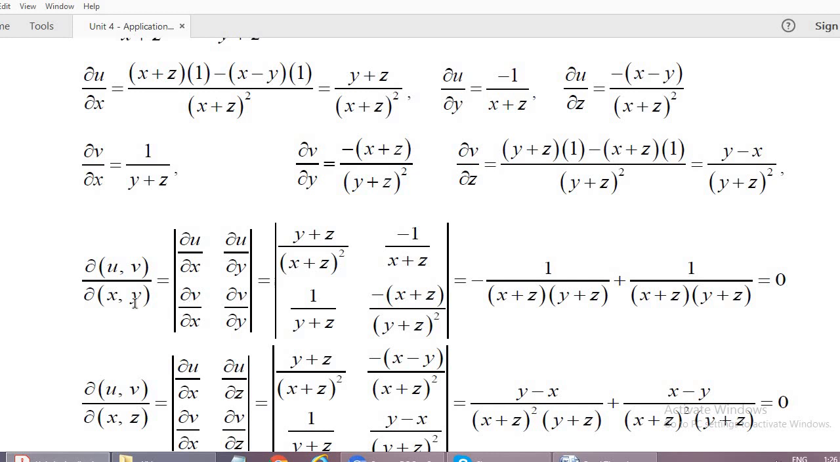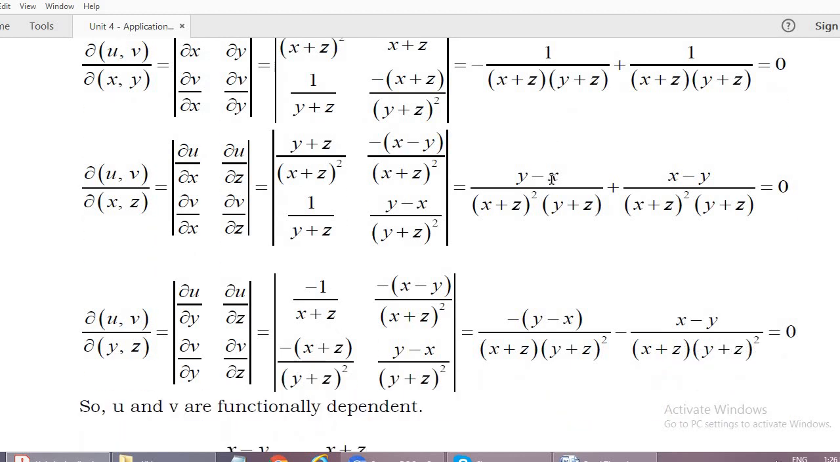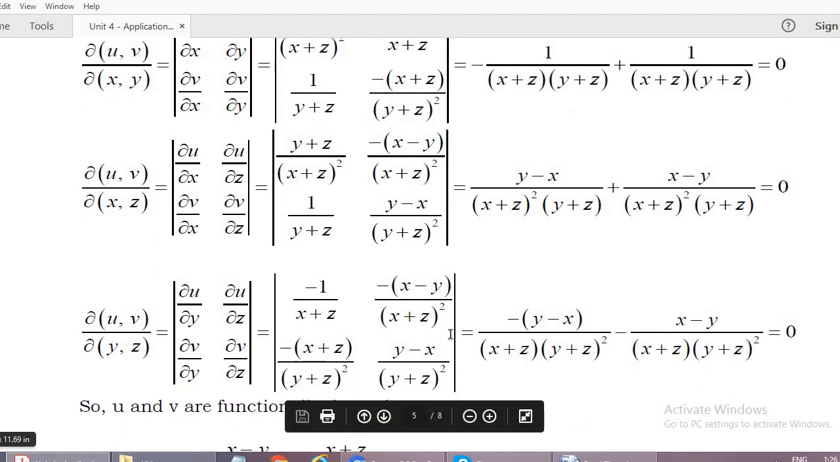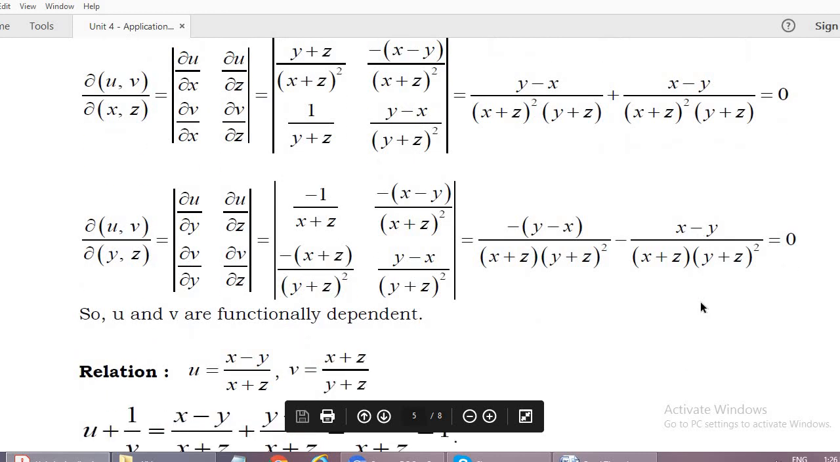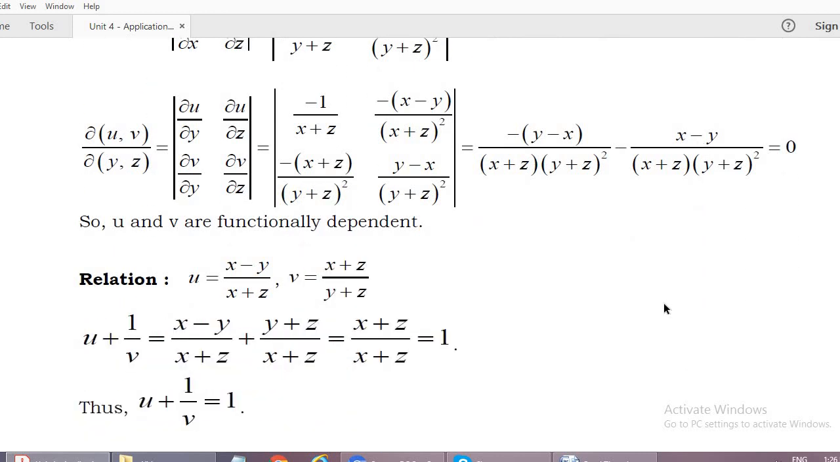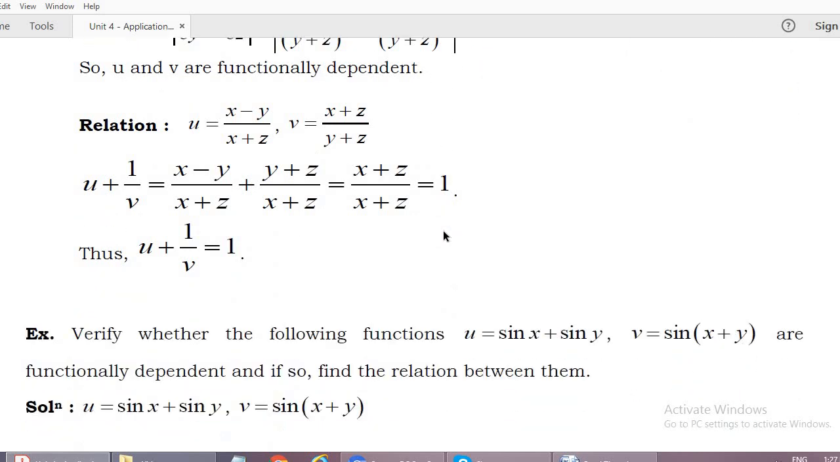So here for the Jacobian of u and v with respect to x and y, these are the elements we are writing, these expressions, and the first is equal to 0. Similarly, the second Jacobian of u and v with respect to x and z, these are the elements, that is also equal to 0, and one more Jacobian of u and v with respect to y and z is also equal to 0. Thus all the three Jacobians are 0, so we can say that the two dependent variables u and v are functionally dependent. Now we have to find the relation between these two.